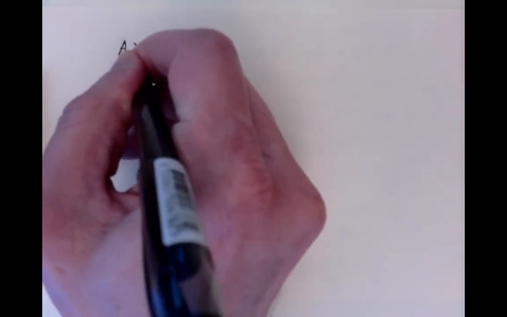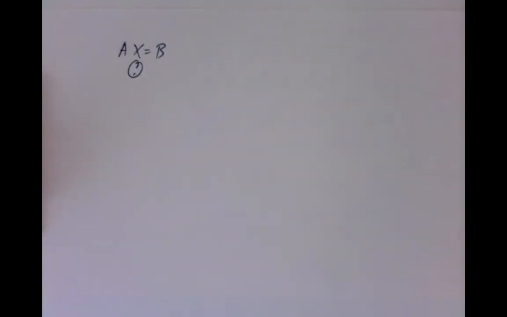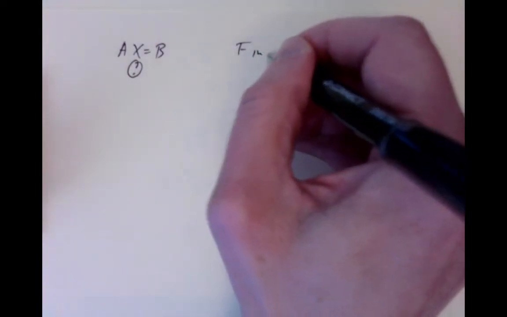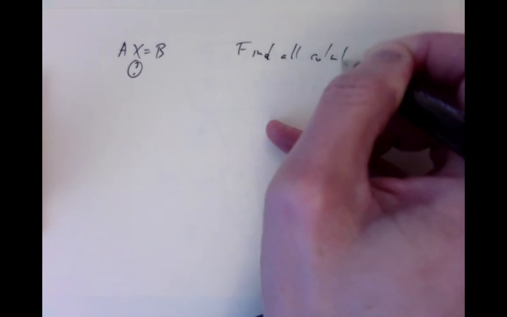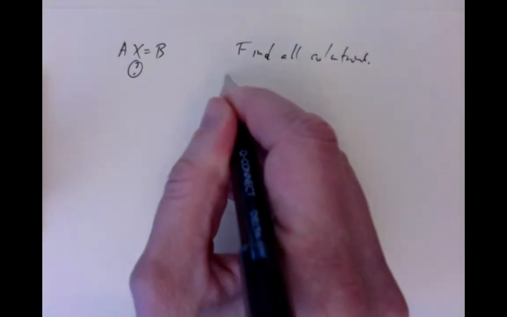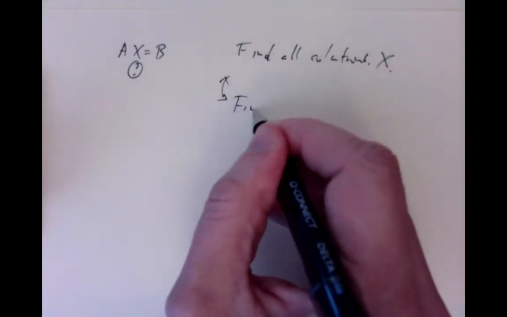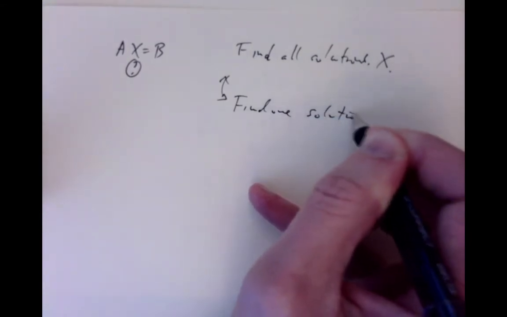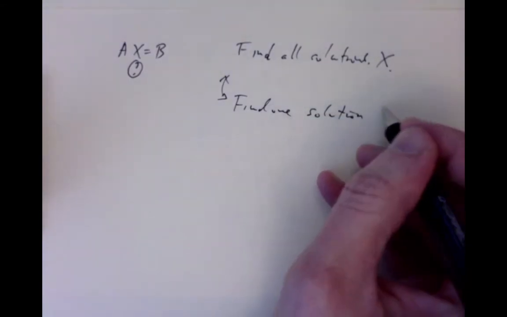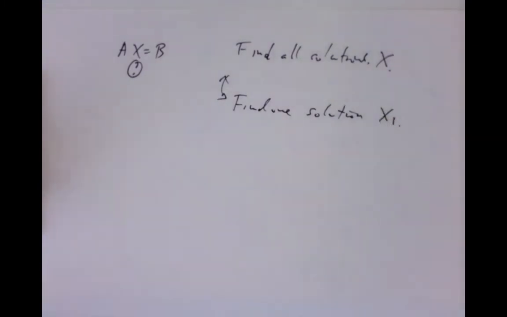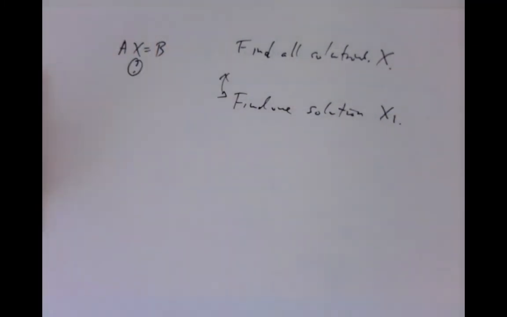It's often convenient to reduce these kinds of problems down to a simpler kind of problem. We want to solve AX equals B, the problem for an unknown X. We'd like to find all solutions X. But equivalently, we could try to find one solution, which we'll call X1, a single matrix that solves this system. X equals X1 is a solution.